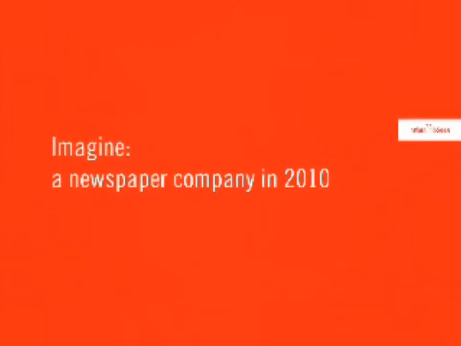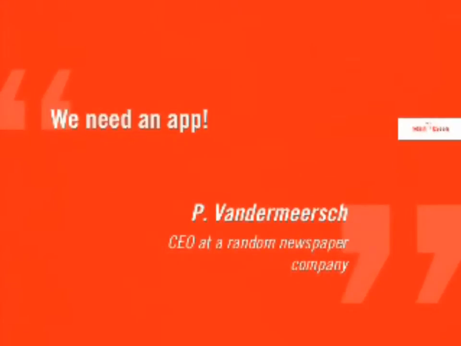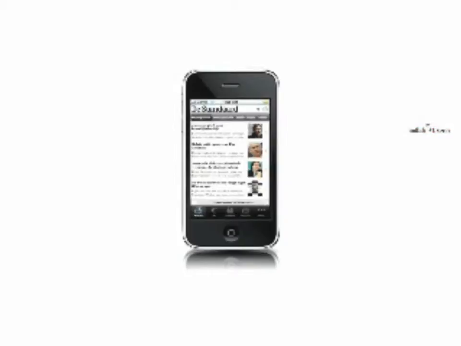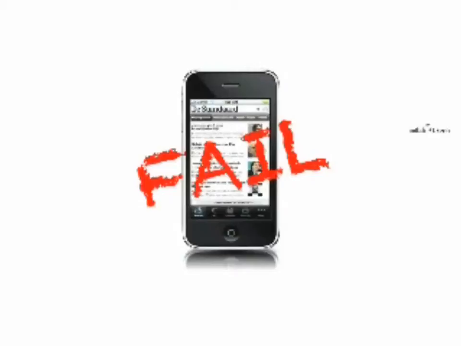So next, we skip in time. Let's imagine a newspaper company in 2010. What was very big in 2010? Apps. Everybody wanted an app. Also, all the big newspapers in Belgium, for example, they all have news apps. I took just one example. There are a lot of them. What I say is this is a big fail. And I'm going to explain to you why.